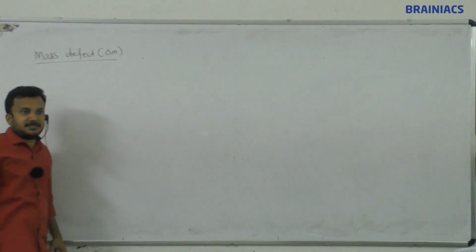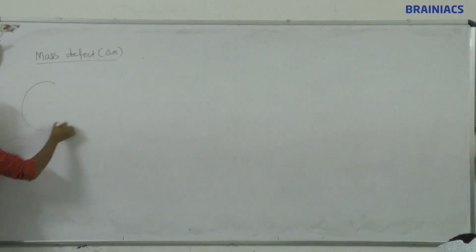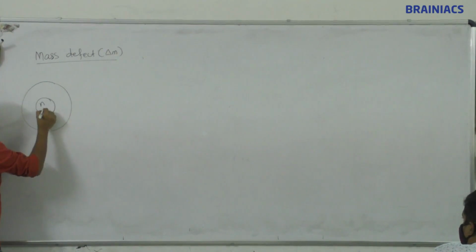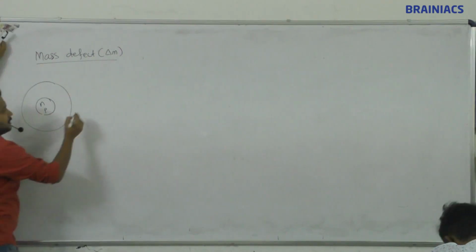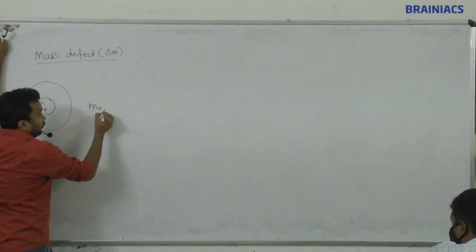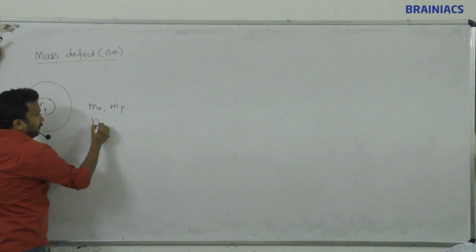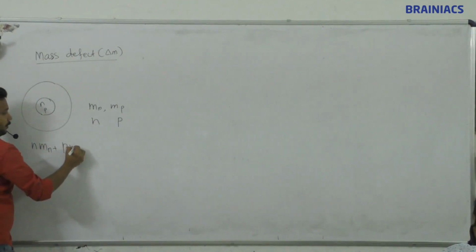Try the next heading, mass defect. In the atom, in the nucleus, we have neutrons and protons. So the mass is neutron mass plus proton mass. Suppose I assume Mn is the mass of a neutron and Mp is the mass of a proton. There are n number of neutrons and p number of protons. So what is the mass of the nucleus? N into Mn plus p into Mp.